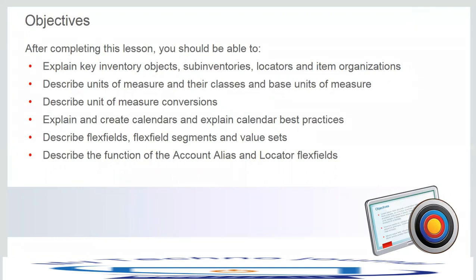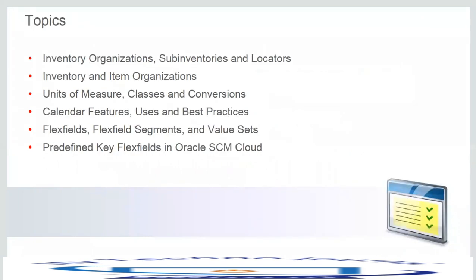conversions, and we should also be able to explain and create calendars and explain calendar best practices. And we will go through the flex fields, flex field segments and value sets. We should also be able to describe the function of account alias and locator flex fields. So the first topic for this lesson is inventory organizations, sub-inventories and locators.